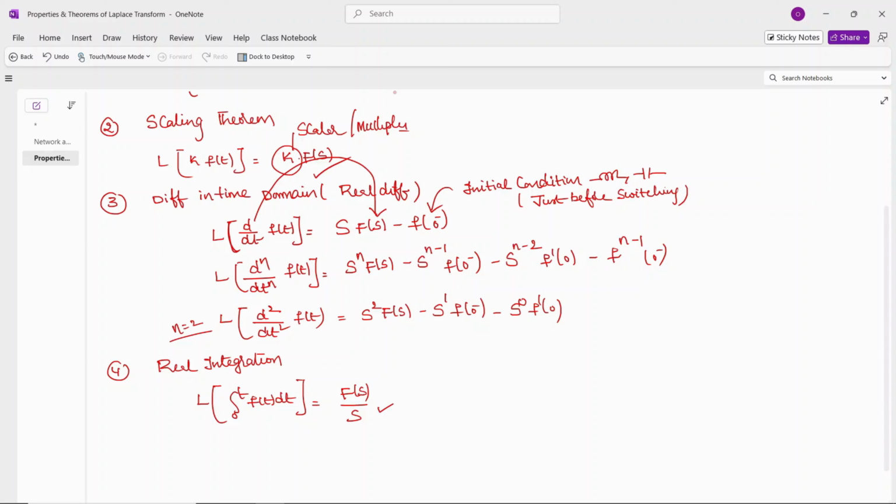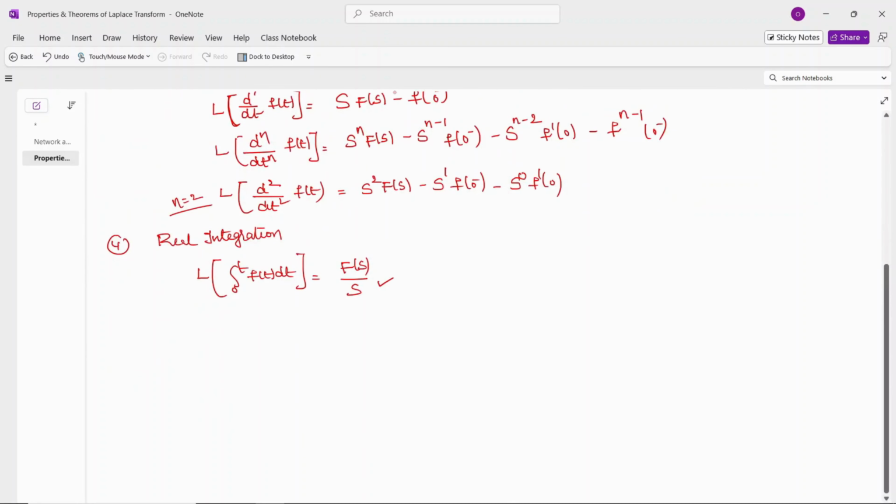It's nothing but integration. It will divide by frequency domain s. So the fifth property is nothing but differentiation by s. Okay, so differentiation by s. The meaning here is d by ds. So what is this differentiation?